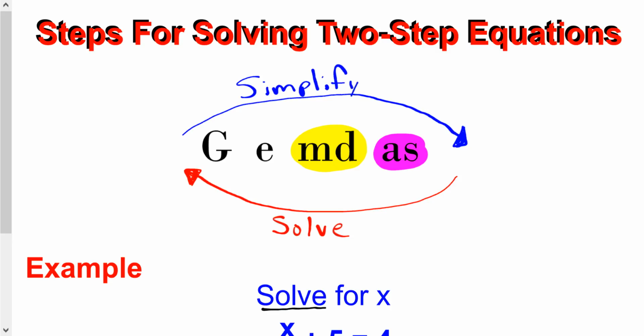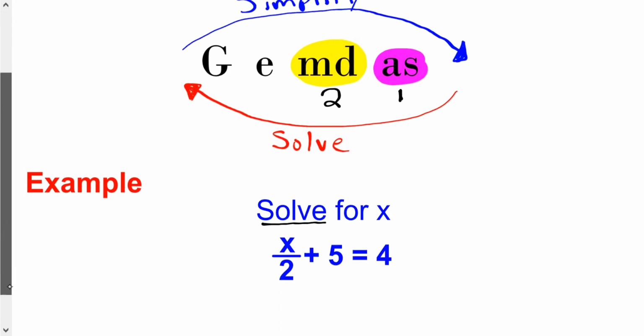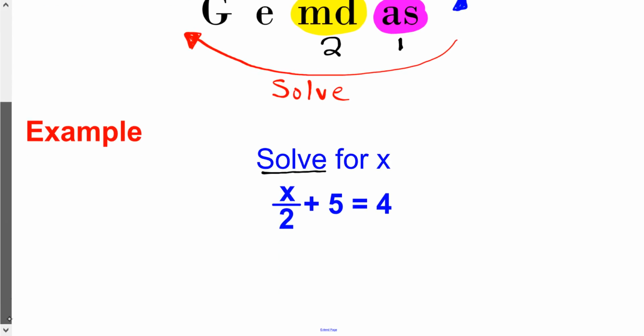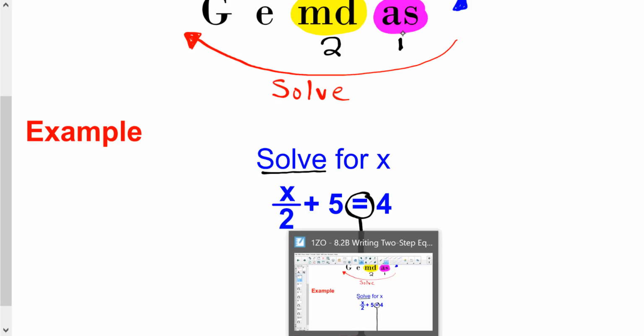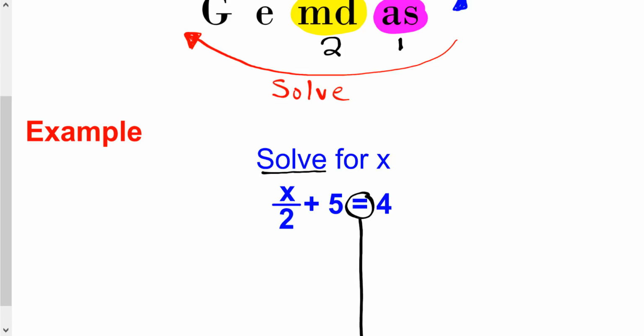Well, solve means to use GEMDAS backwards. Remember, we're going to be using inverse operations, so it would make sense that we would go opposite of what we're used to. So let me show you what I mean here. I'm going to start off by undoing addition and subtraction, and then move on to undoing multiplication and division. Grouping symbols and exponents will happen more so next year and as you go into high school. So I have to start off here with this equation that says solve for x by undoing addition and subtraction.